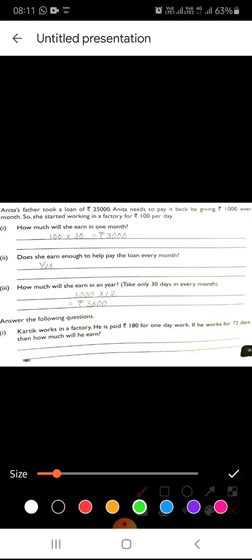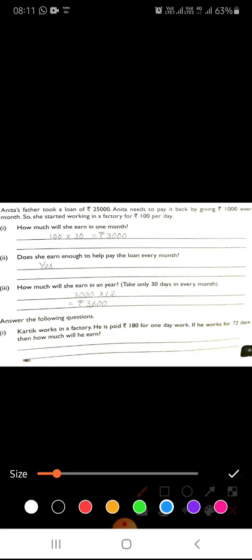The next one is, see, in a month 30 days are there and 31 days are also there, but for a standard month we always consider a month of 30 days. Now question number 2, does she earn enough to help pay the loan every month? Yes, she earns enough because she earns 3,000 a month and she has to give only 1,000. So we have to write yes.